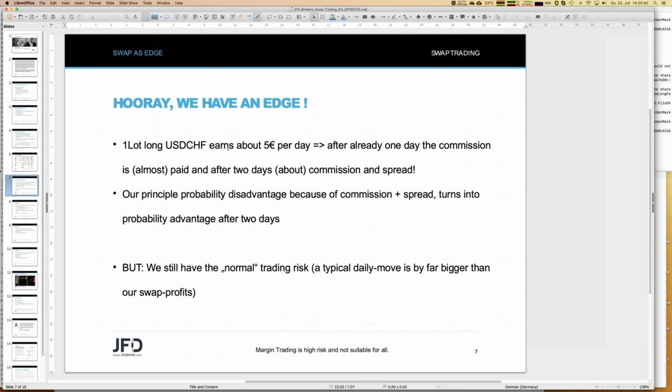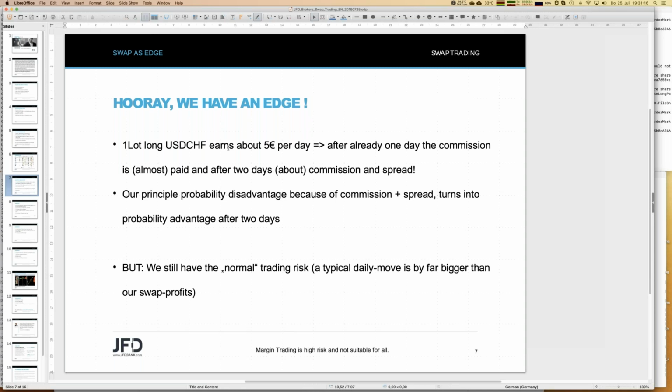Maybe any decision is 50-50, whether the price goes up or price goes down, but still we have that intrinsic probability disadvantage. But for such a trade, US dollar Swiss franc, we have after 2 days an intrinsic probability advantage. That's cool. That's really cool. And normally we spend hours, maybe weeks, in order to derive strategies finding the right edge. This one we can get for free, that kind of edge.